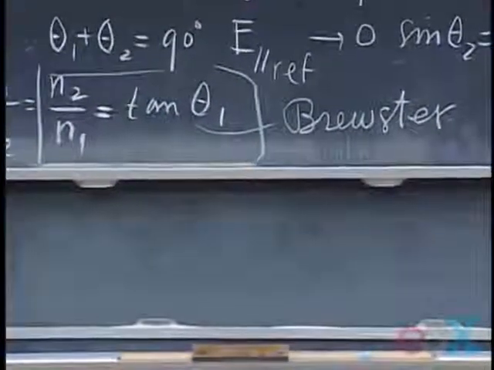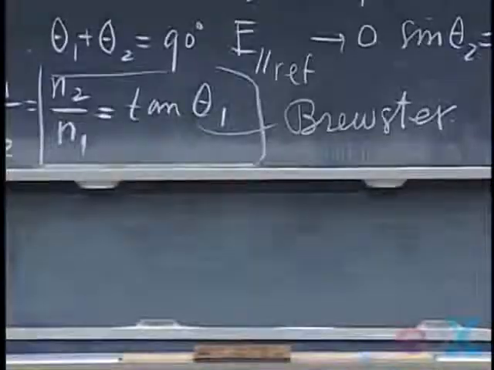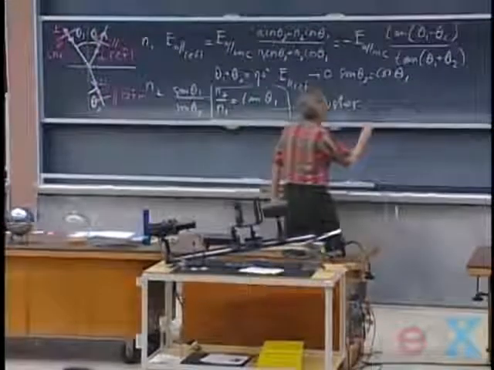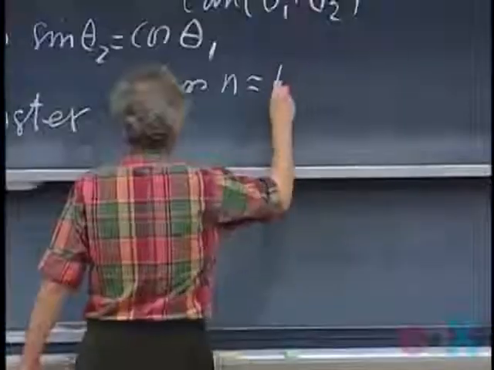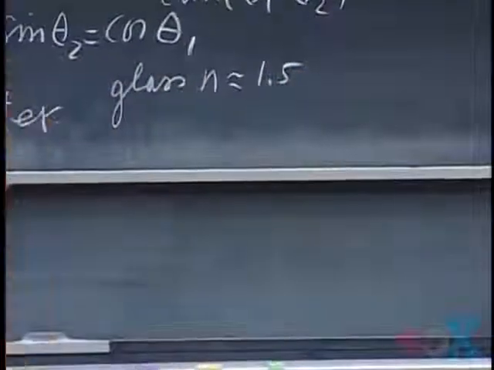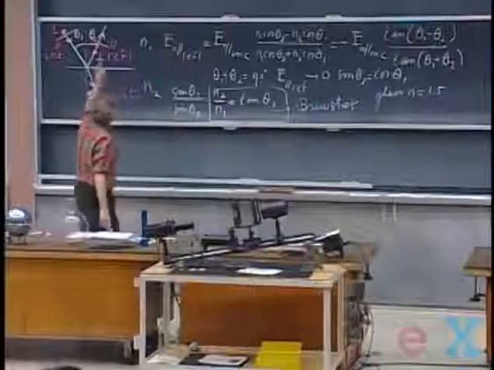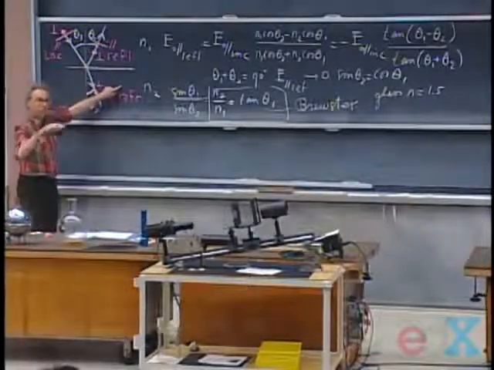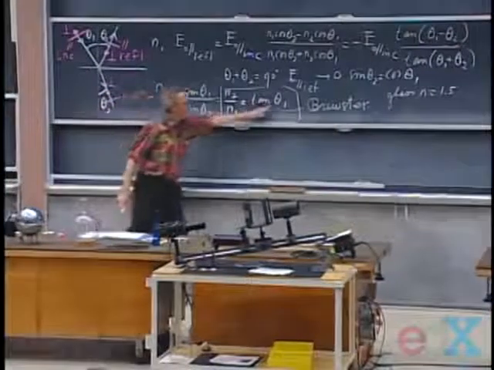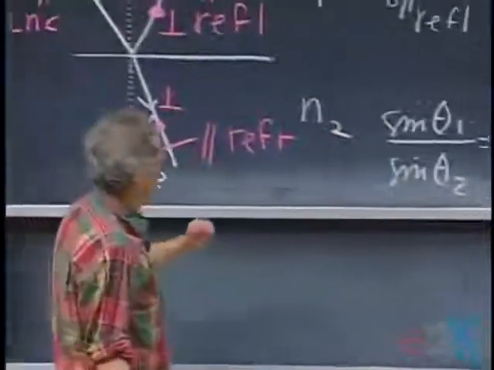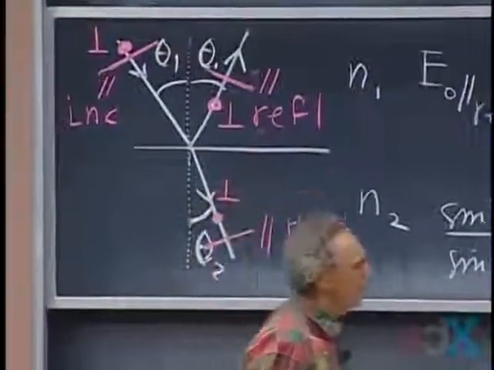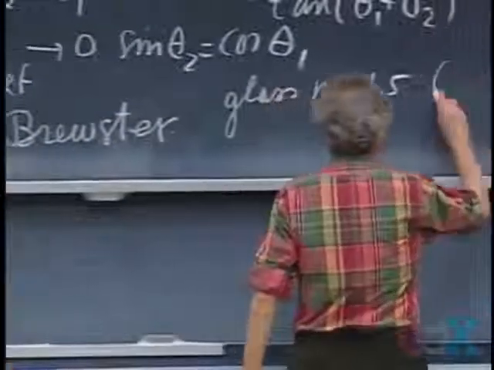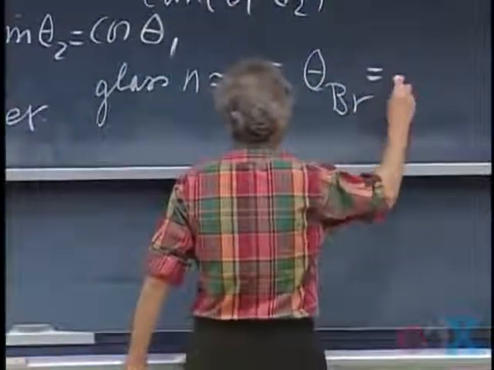And so if we, for instance, look at the transition from air to glass, glass has an index of refraction approximately 1.5, depends on the kind of glass that you have. If I go from air to glass, which is what I will do in my demonstration, then the tangent of this angle is N2 divided by N1. This is glass, so this is 1.5, N1 is 1. Then you will find that the Brewster angle, theta Brewster, turns out to be about 56 degrees.